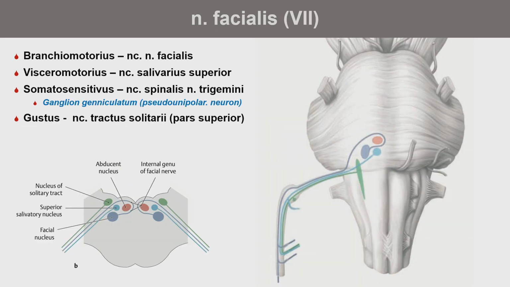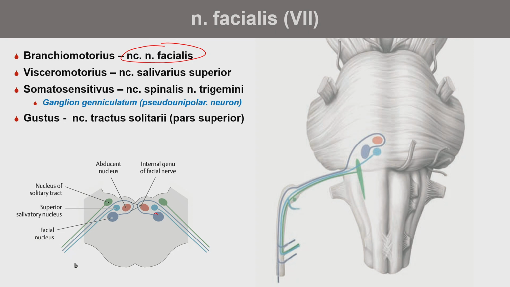So now we turn to the second nerve. We skipped 6 because it is one of the oculomotor nerves, which is called abducent, and we turn to the facial nerve. The facial nerve is very, very important again, and is mixed. It has three qualities. The branchiomotoric part is the nucleus of the facial nerve.